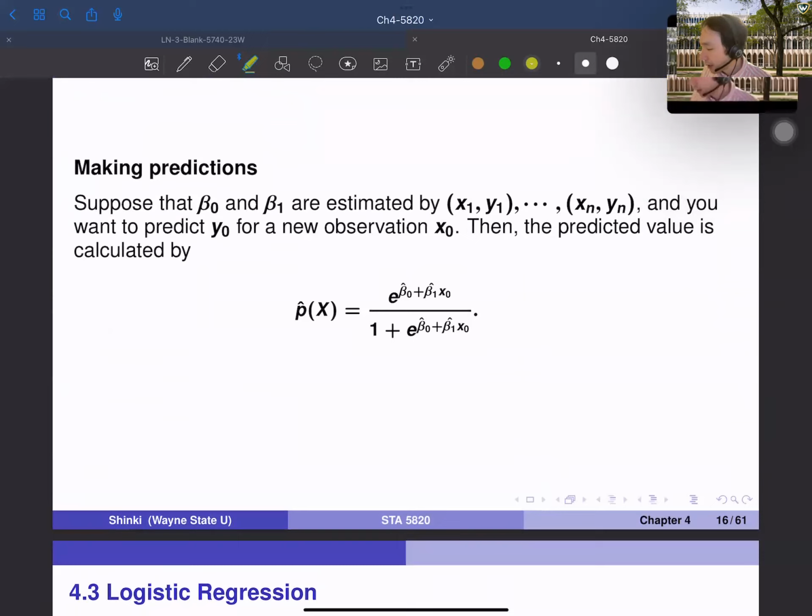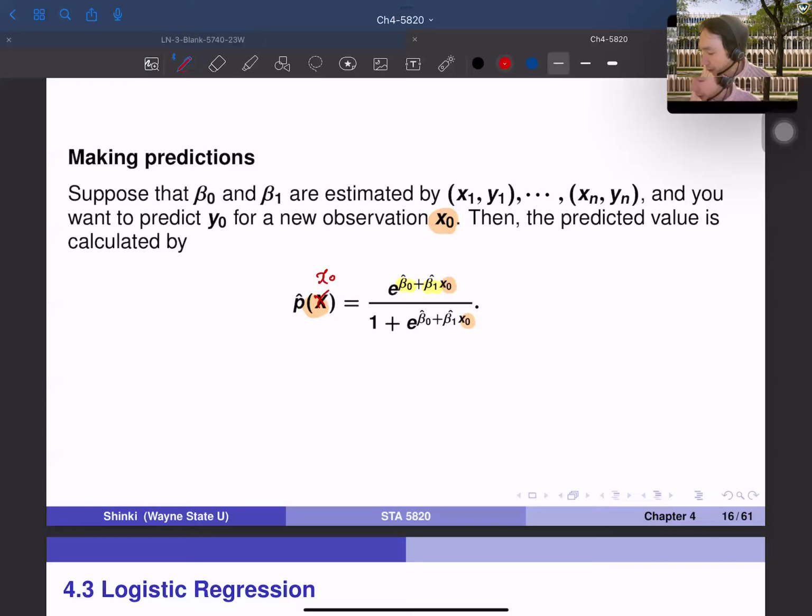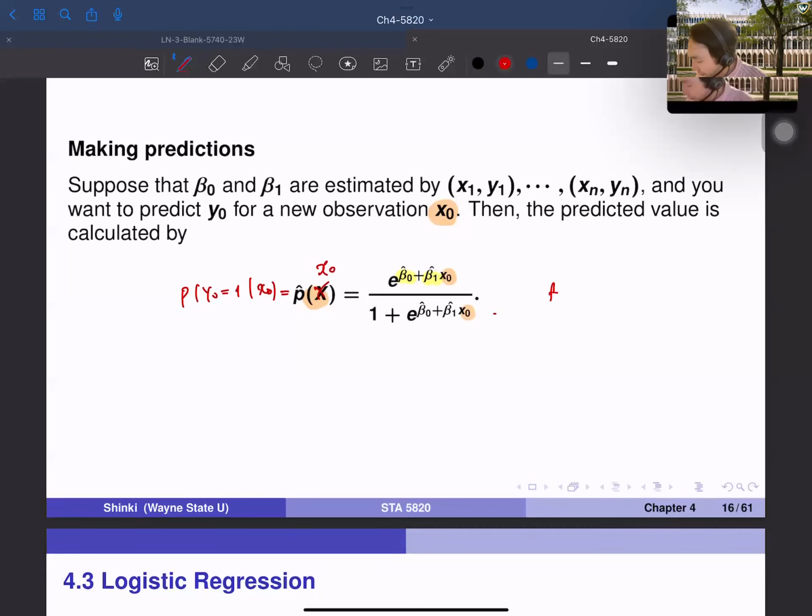And in the same way as linear regression, we can calculate the fitted value. So given beta naught hat and beta 1 hat, if we observe a new observation x naught, we can calculate the probability of y naught equal to 1 given x naught. That is given by this. So fitted value, or fitted probability.